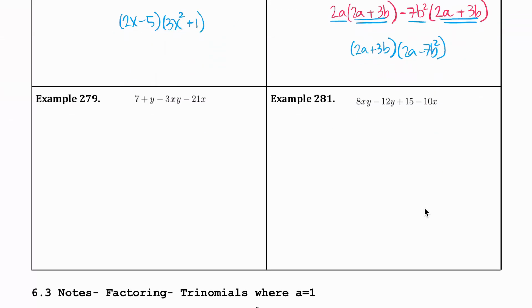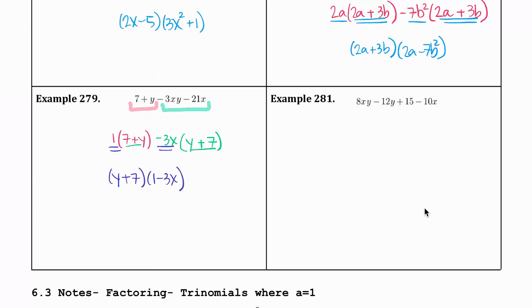Okay, let's try example 279 and see if we need to rearrange or not. I'm going to group up first two, group up last two. The first one, my greatest common factor is 1, so if I take out a 1, nothing changes, 7 plus y. My second one, I can take out a negative 3x. If I take out a negative 3x, I'm left with a y plus 7. I know that these don't necessarily look the same, but 7 plus y and y plus 7 are equivalent. So you can write it either way. I'm going to write that as y plus 7. If we do that, we're left with 1 minus 3x.